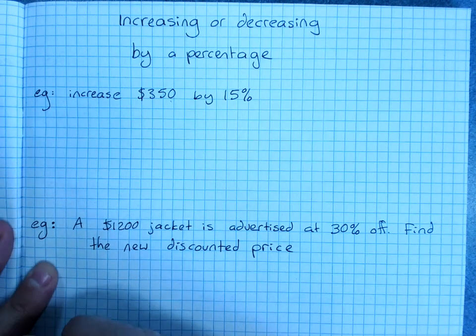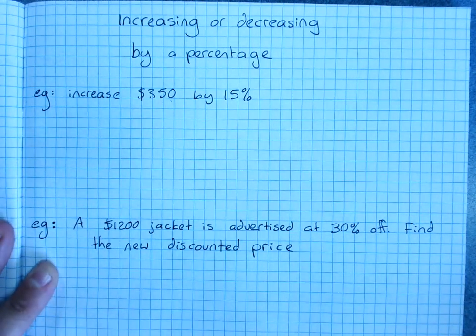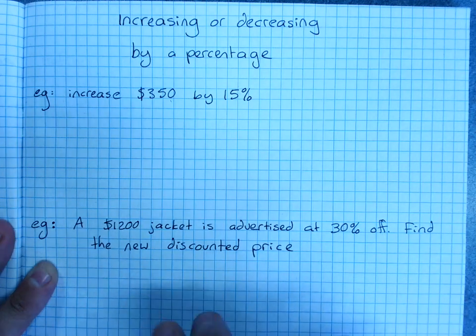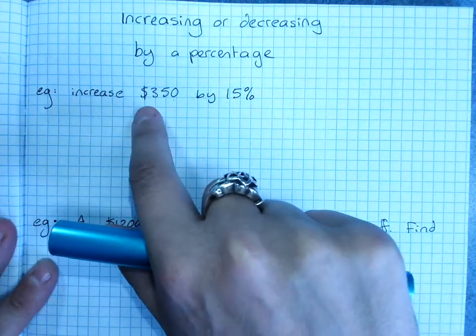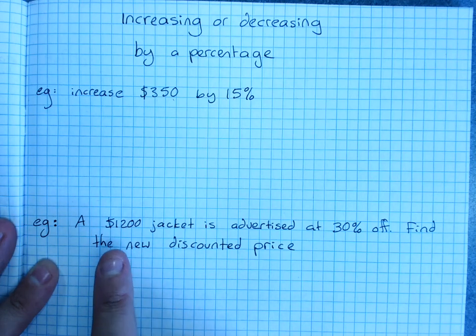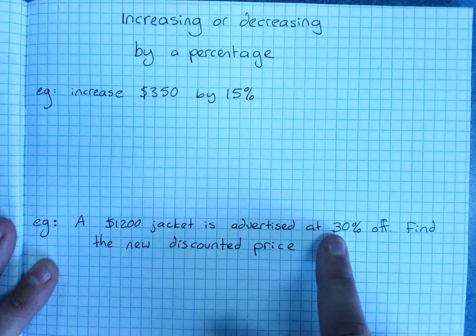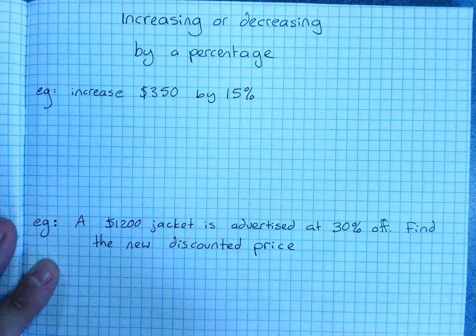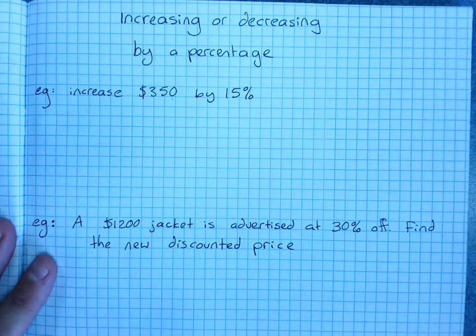Increasing or decreasing by a percentage. So this is for solving questions such as increase $350 by 15%, or for example, a $1,200 jacket is discounted at 30% off, so what's the new price? There's two different ways we can approach this. This is the one that often is a little bit easier to follow, but does take a little bit more of a step to do.